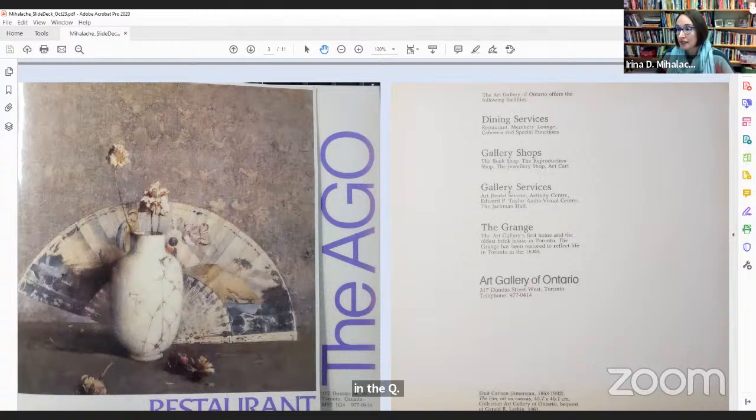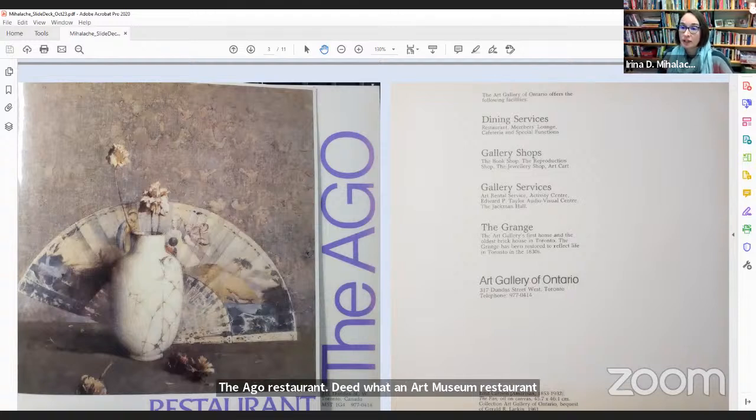But what I will argue today is that for a brief period of time, in the 1980s, the AGO restaurant did what an art museum restaurant was trusted to do by the institution. It had a very institutionally driven mandate to connect art with food and expand the museum experience through dining. And this translation of the curatorial mindset through food sadly also perpetuated forms of exclusion and elitism that characterized the museum as a whole at that particular moment in time.